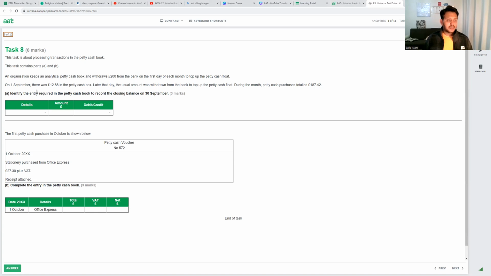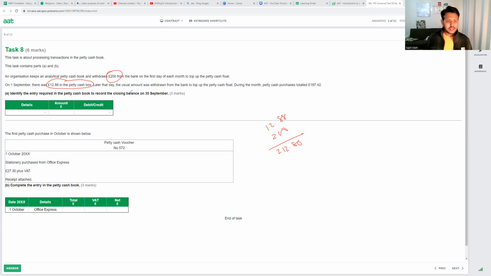And on 1st September, there was 12.88 in the petty cash box. That means that was the opening balance. So in the box we already had £12.88, and I withdraw another 200 from the bank. So 200 I withdraw, I already had 12.88. So my new petty cash balance will be 212.88. That will be the new balance because already £12.88 we had in the box, and another 200 I withdrew.